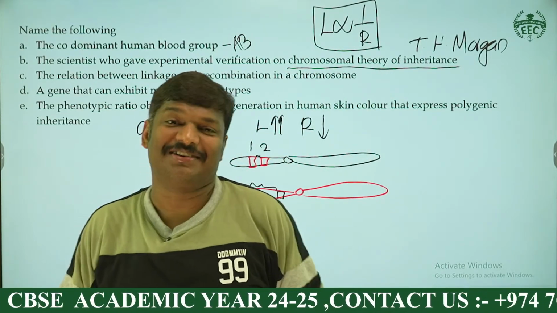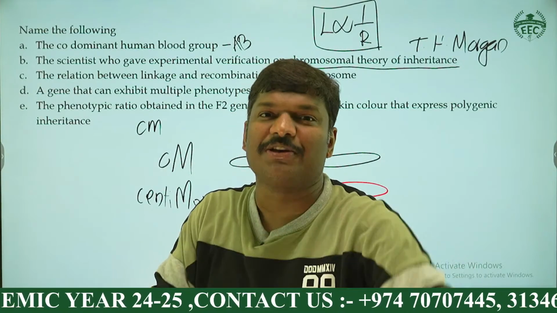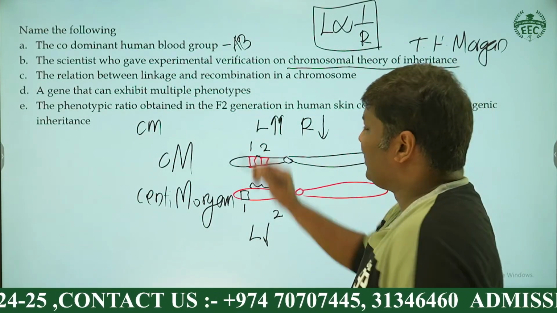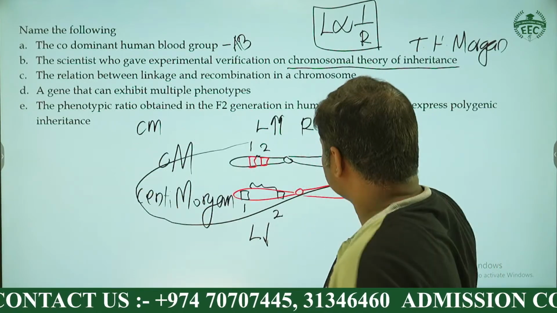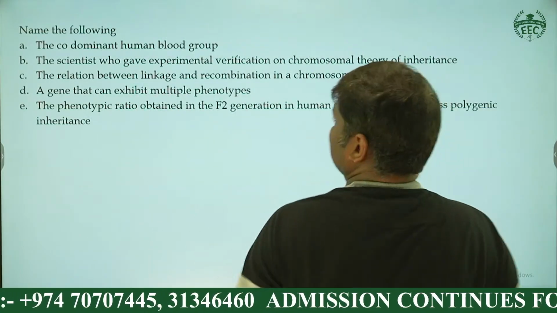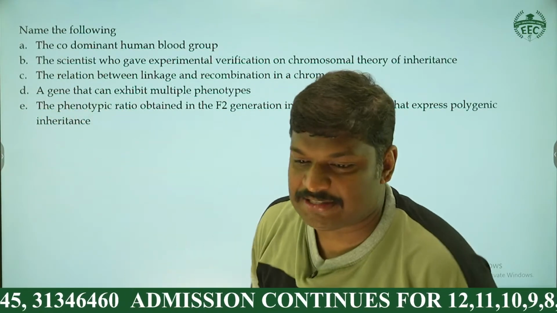Morgan is his teacher. So that is the reason the unit for the distance between two genes is centimorgan. And that's about that topic. You can see the relation between linkage and recombination. What is the next one? Question number D. Okay, so D, what is the next one?